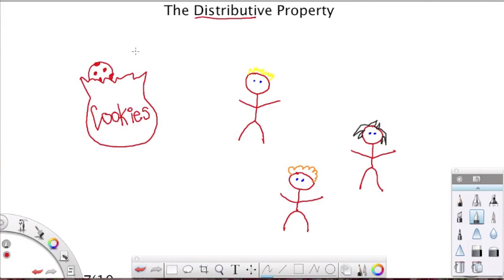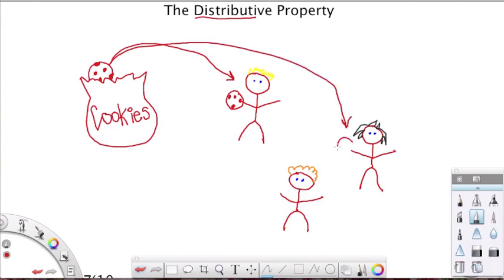For example, let's say you have a bag full of cookies and you want to distribute them to your friends at school, and you have 3 friends. What are you going to do? You're going to give each a cookie. This friend gets a cookie, a lovely chocolate chip cookie. This friend gets a cookie. Another cookie right there. And as you distribute, you can't forget about this friend down here. That friend also gets a cookie. And now you have evenly distributed all the cookies and everyone is happy.